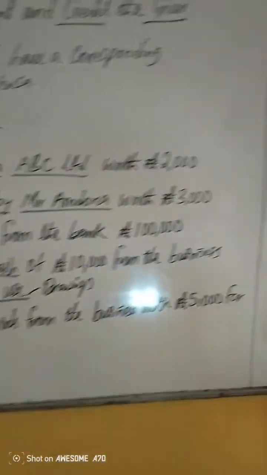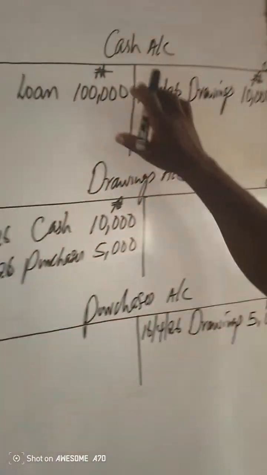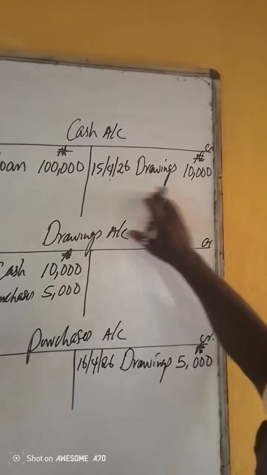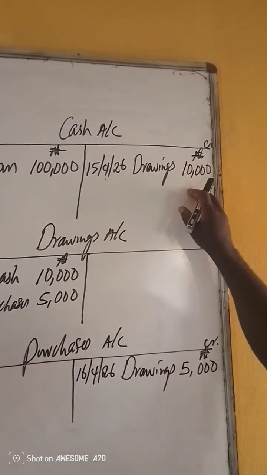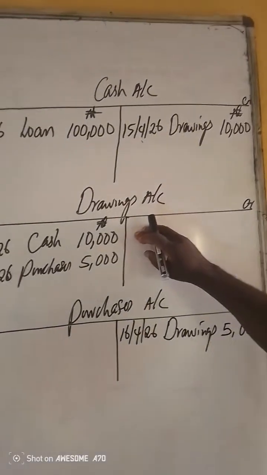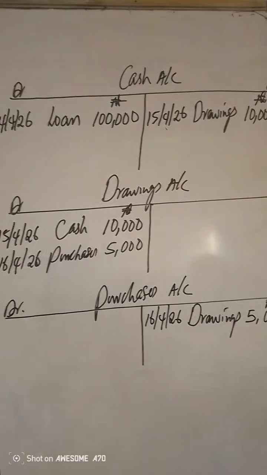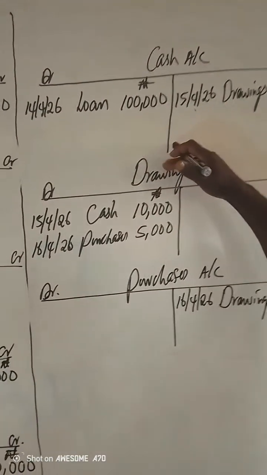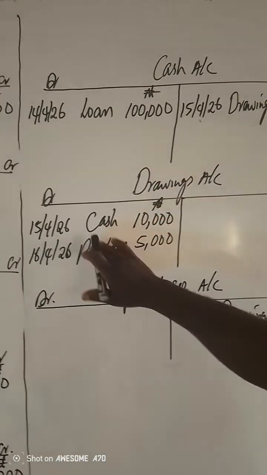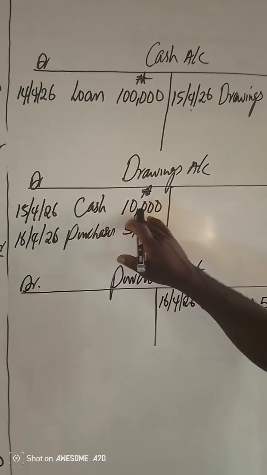Let's see how we record it. Now say that on the 15th of April 26, cash is given to drawing, which we say is personal use, and then 10,000. Then I come and open the drawing account, which is the receiver account. The drawing here stands for the person, the owner, the account of the owner. The owner is receiving cash from the business worth 10,000.